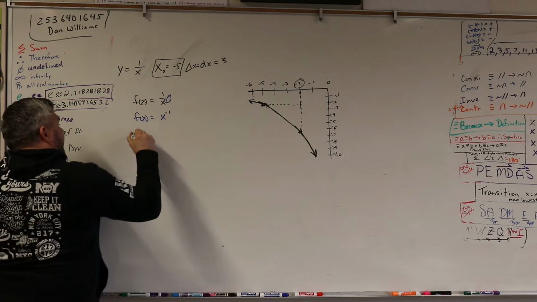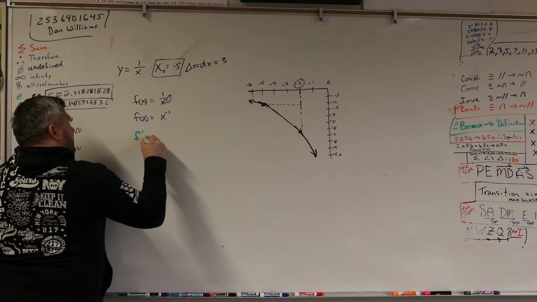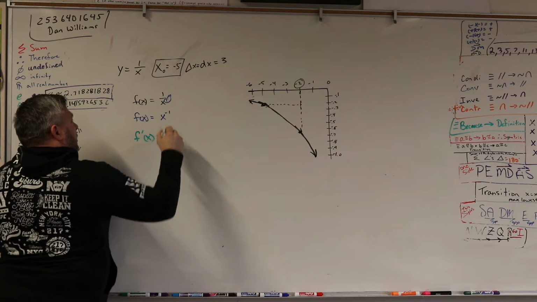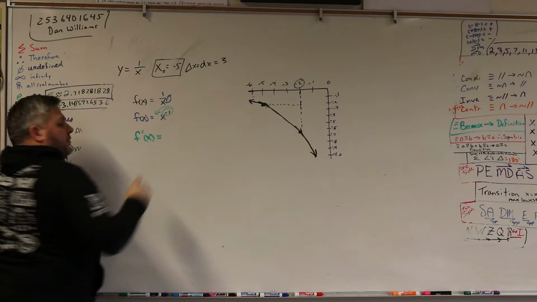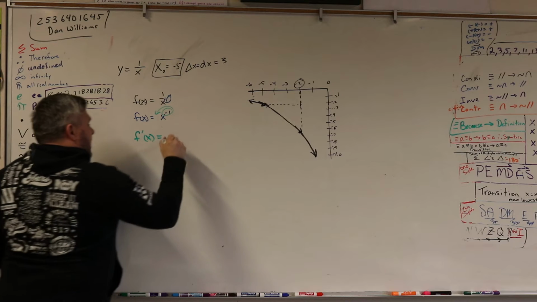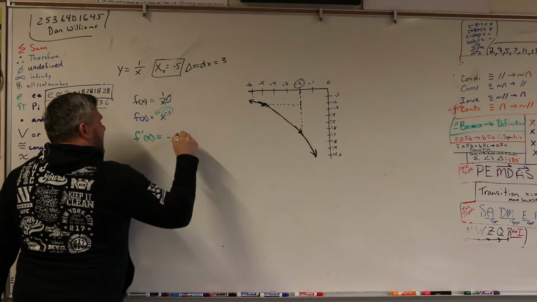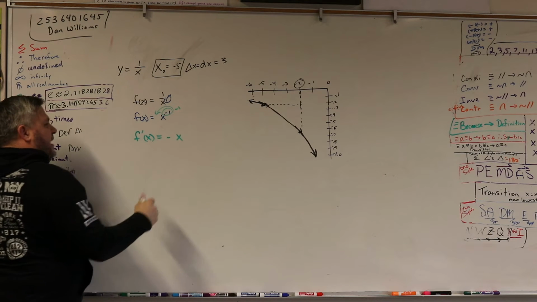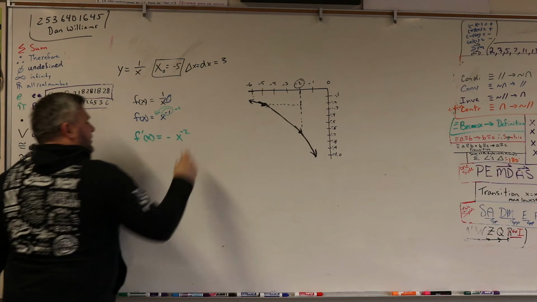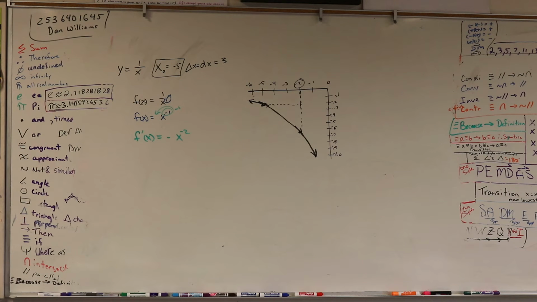So now we got to take the derivative. So to find f prime of x, we're going to use the power rule, right? So we have -1 times x, then take 1 away from that, that gives us -2, right?